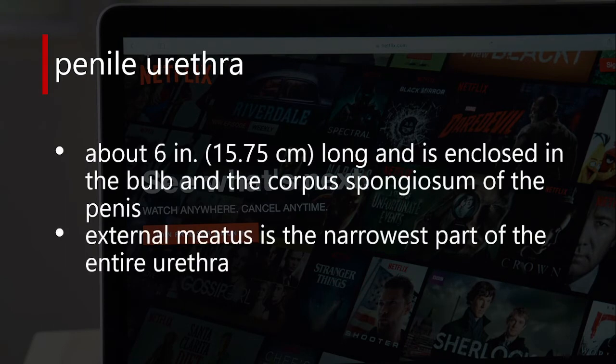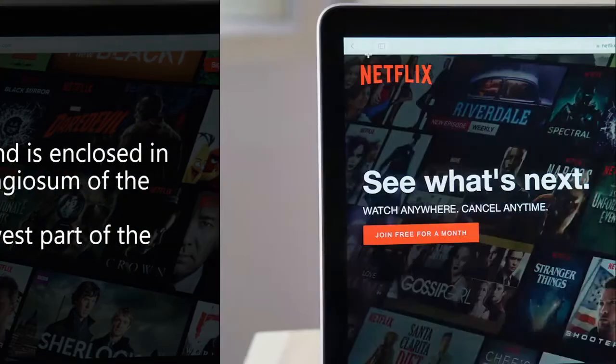The penile urethra is about 6 inches, 15.75 centimeters long, and is enclosed in the bulb and the corpus spongiosum of the penis. The external meatus is the narrowest part of the entire urethra.